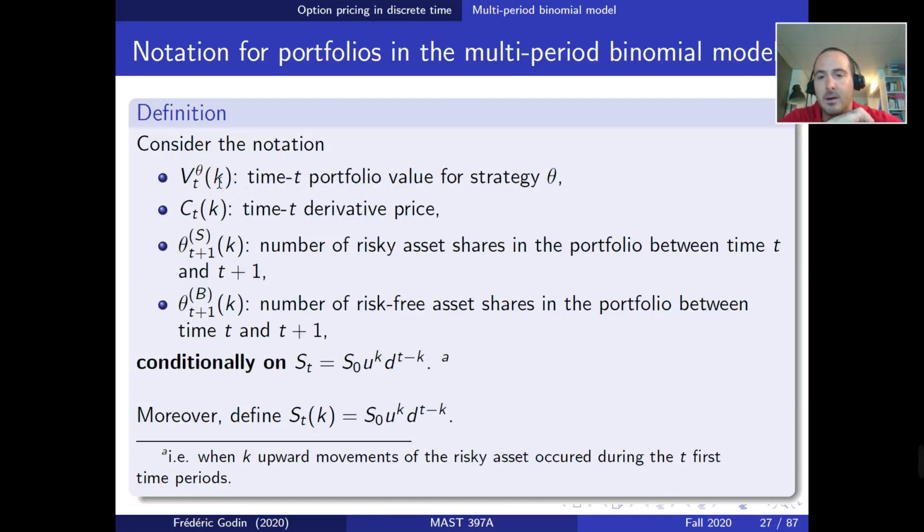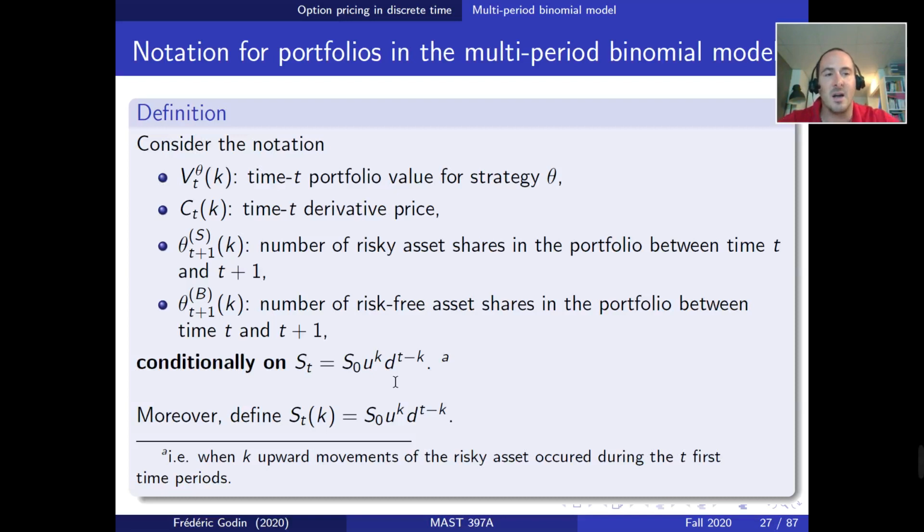We're going to consider the following notation. V_t(theta, k) will define the time t value of the portfolio. So V stands for portfolio value, at time t, of trading strategy theta. Theta here denotes the trading strategy. And here this k in parentheses denotes conditioning on the time t underlying asset price being S0 u^k d^(t-k). And what we mean here is that k upward movements occurred for the stock between time 0 and time t.